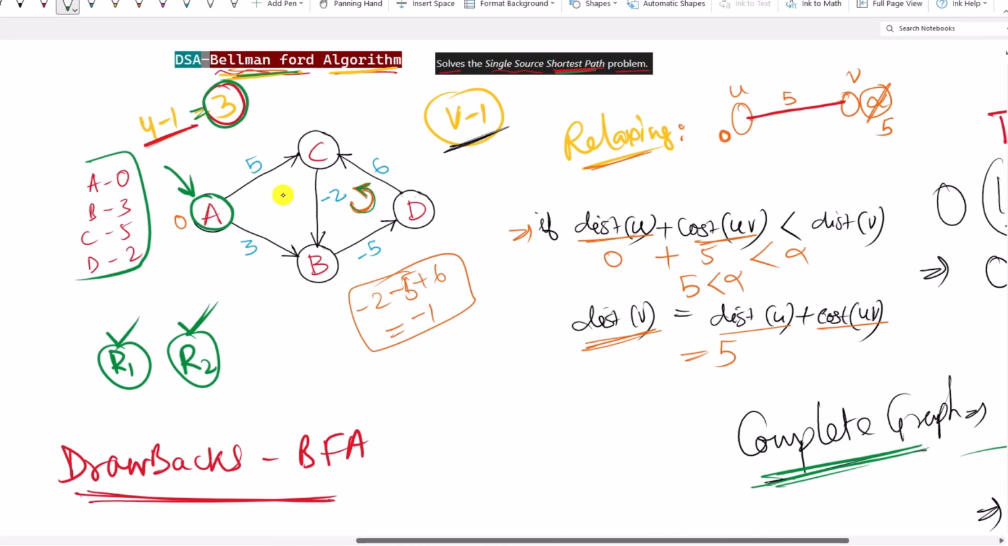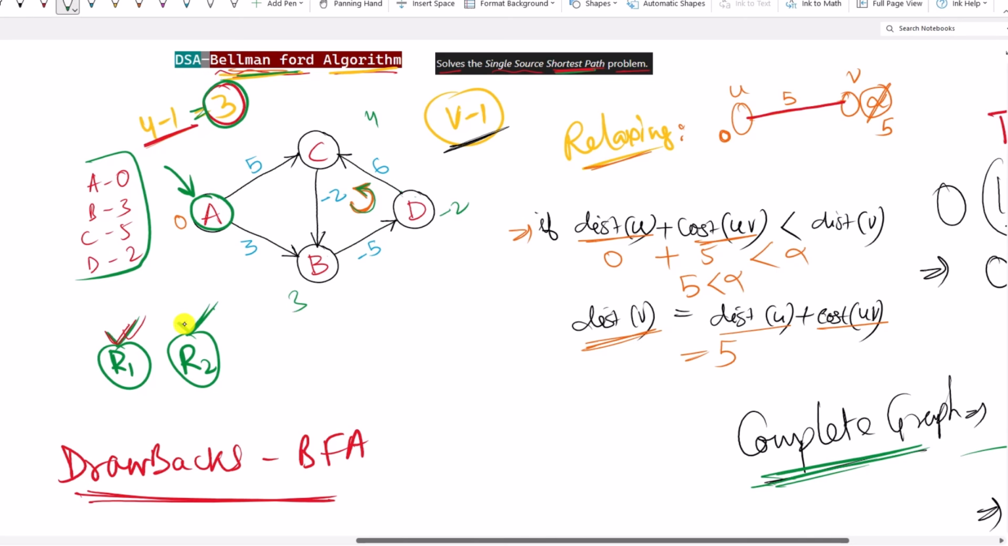So let's just see if that works or not. Initially all of the distances will be infinite. Now for this edge, 0 plus 5, this will be updated to 5, then 0 plus 3, this will be 3, then 5 minus 2, so this is 3, and here 3 minus 5, so this will be minus 2, then here minus 2 plus 6, so this will be 4. So we are done with relaxation 1.